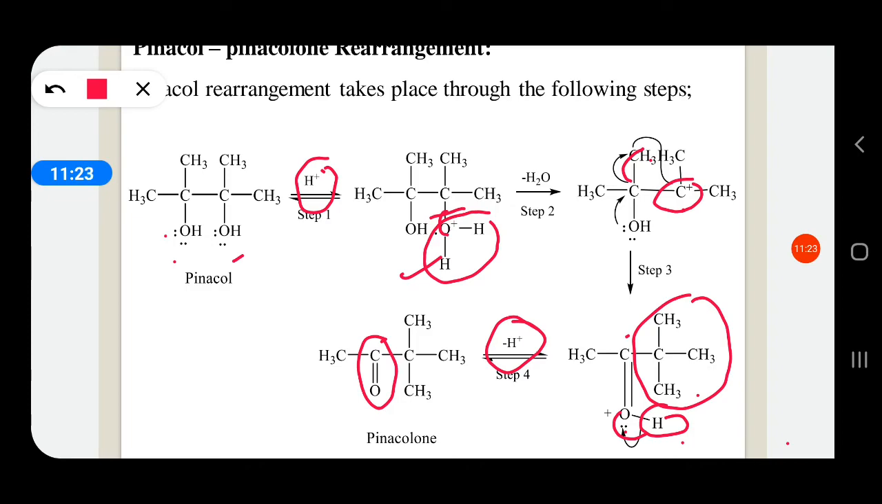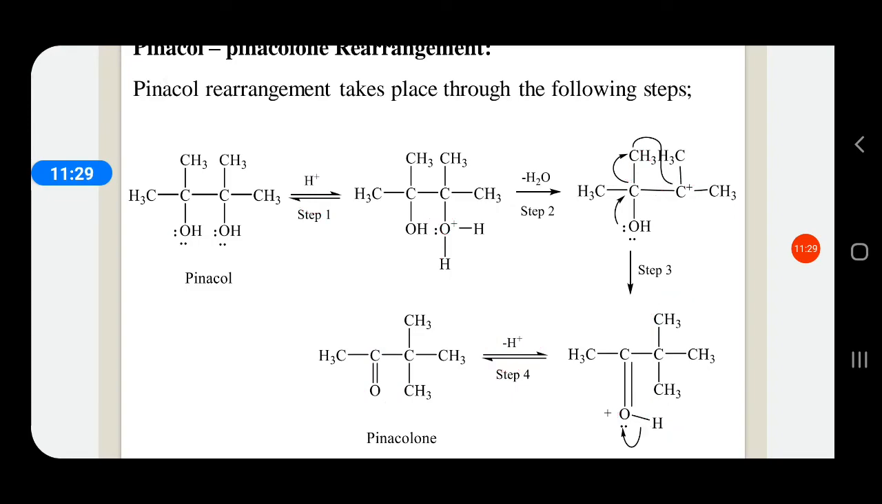So this reaction is the Pinacolone rearrangement reaction. I hope you understood the mechanism of this Pinacol to Pinacolone rearrangement. That is simple dehydration in the first step, and next it undergoes rearrangement to give Pinacolone. A ketone is formed, methyl tertiary butyl ketone.